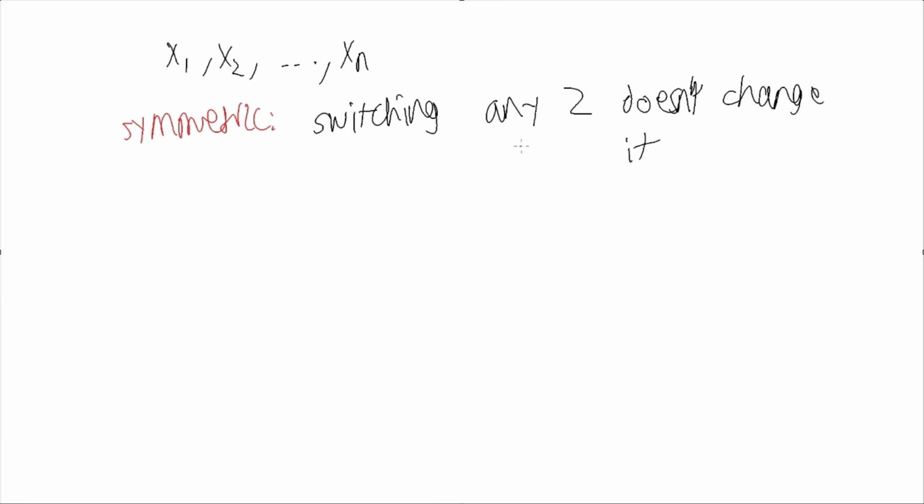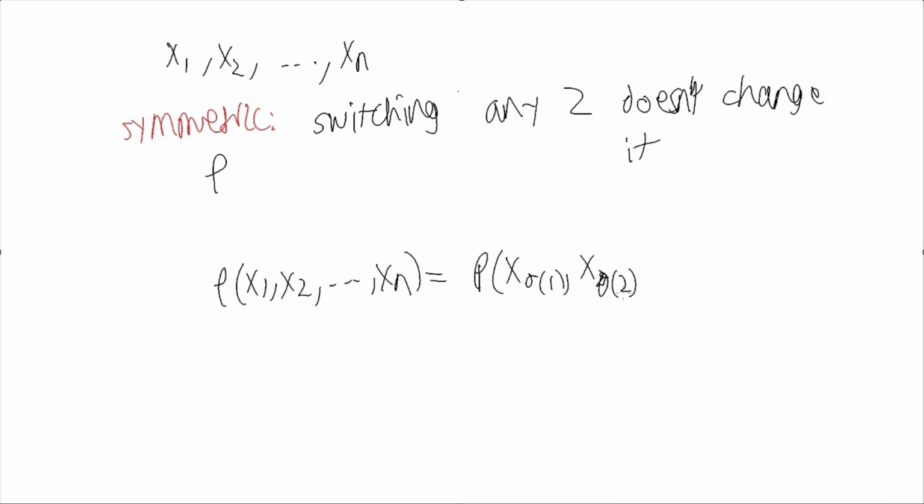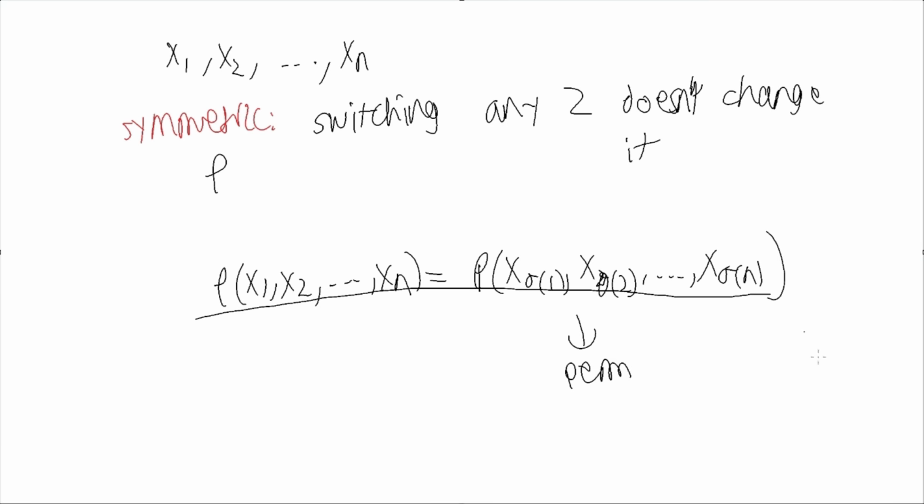So switching any two here, and because we can end up switching any two we like at all, we end up getting that if we permute these variables here, so let's go ahead and call our expression p, then p of x1, x2, all the way to xn is equal to p of x sigma 1, x sigma 2, all the way to x sigma n, where this is a permutation. And we have that this is the case here. And that is what it means for an expression to be symmetric.